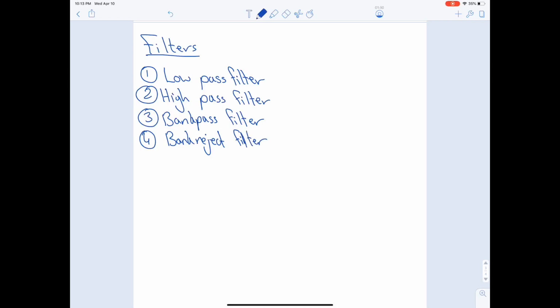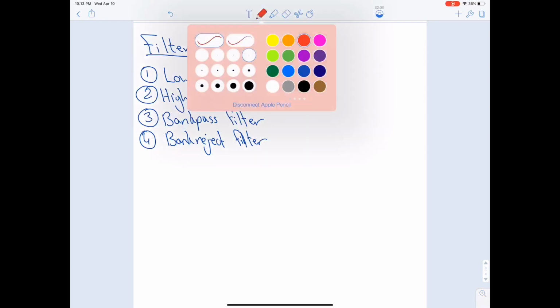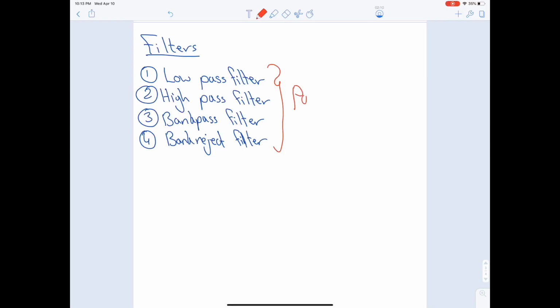Now, in this lecture and in the next lecture, we will discuss the passive filters. And later on, we will discuss the active filters. Now, what are passive filters? We will be talking about the passive filters first. Passive means that the gain, symbol K, will not exceed 1.